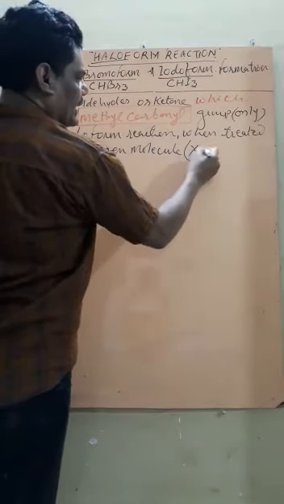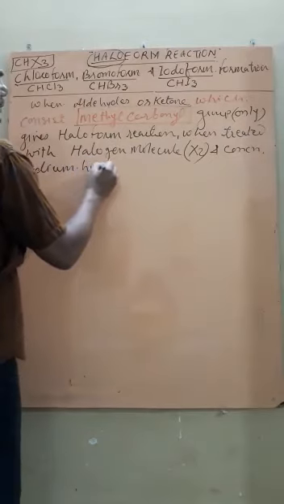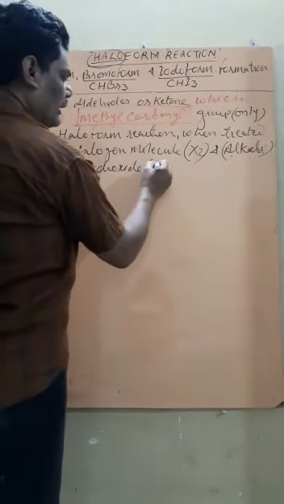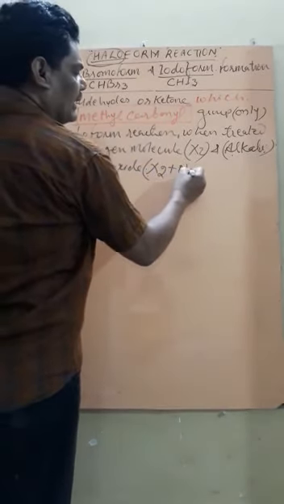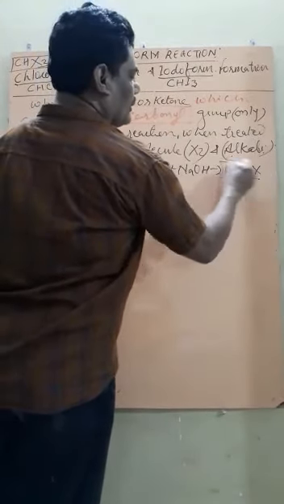That is, we write X2, because we are dealing with haloform, therefore we write X2, the halogen molecule, and concentrated sodium hydroxide. Or you can simply say alkali. Any of the alkalis, you can write KOH or NaOH. Actually X2 when it reacts with NaOH forms NaOX.